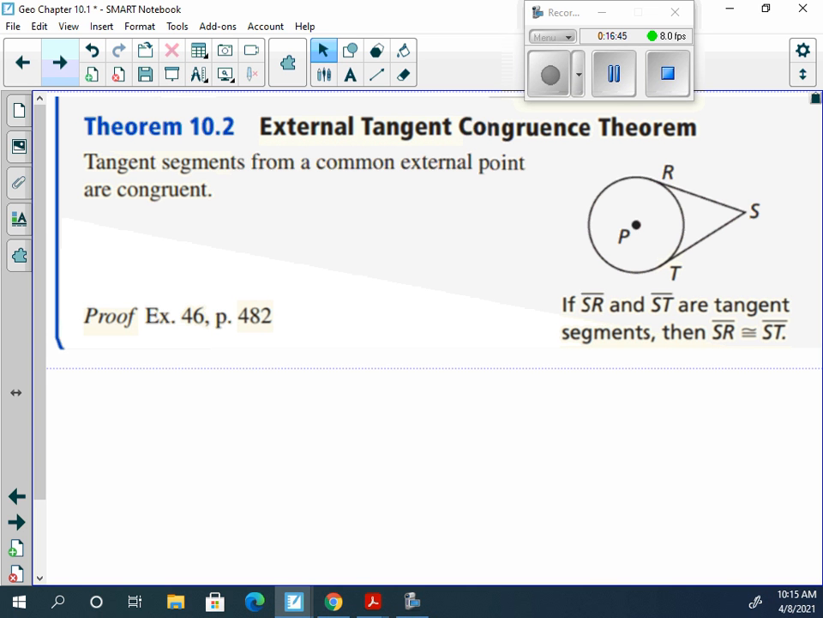So if we have two tangent lines, or two tangent segments, both of these here, RS and TS, are tangents. So they intersect the circle at one point, and they meet at a point outside the circle. So what this means for us is that these two segments are going to be congruent, because the only way for these to work out is if they are equal to each other. So our external tangent congruency theorem states if two tangent segments form a common exterior point, the distance from that point of intersection to the circle will be congruent.